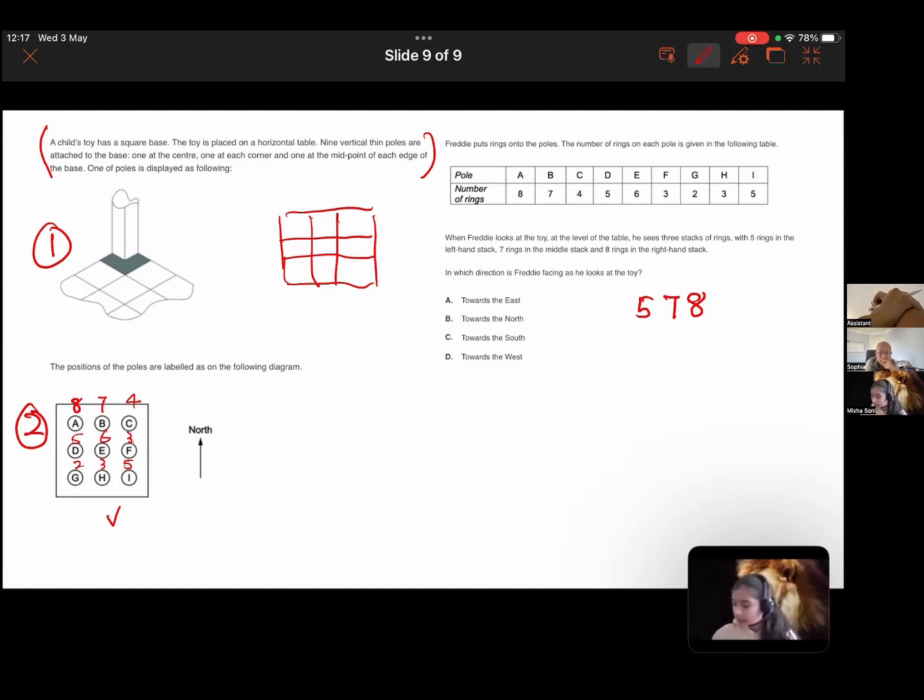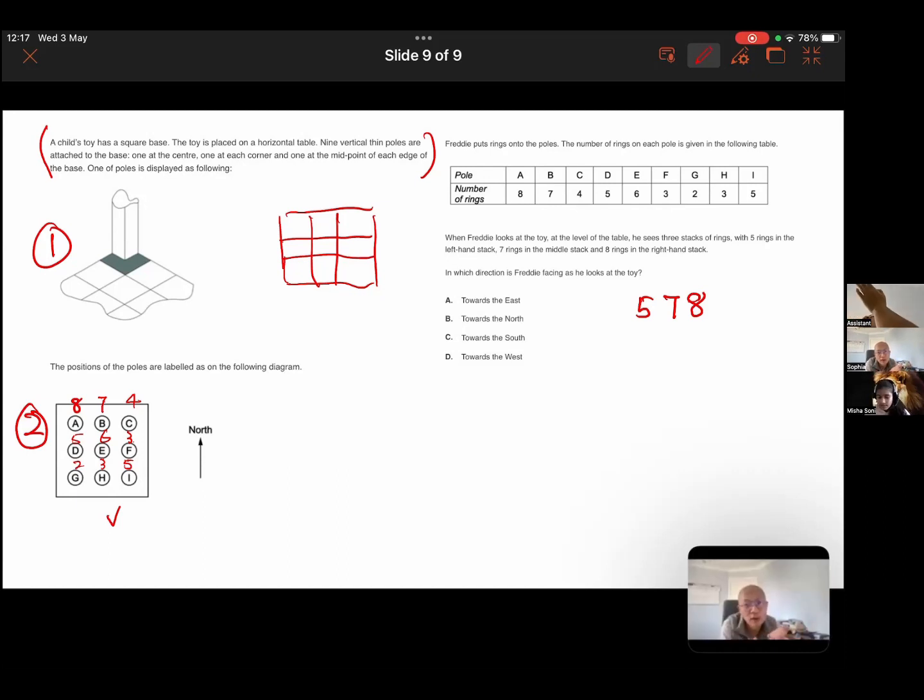Okay, now on the left-hand stack, there are 5. So that means north, south. On the left-hand stack, there are 5. Instead of figuring that out, Misha, I recommend you do trial and error. Trial and error? Why not?